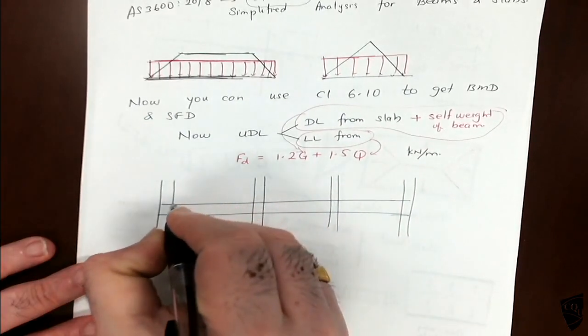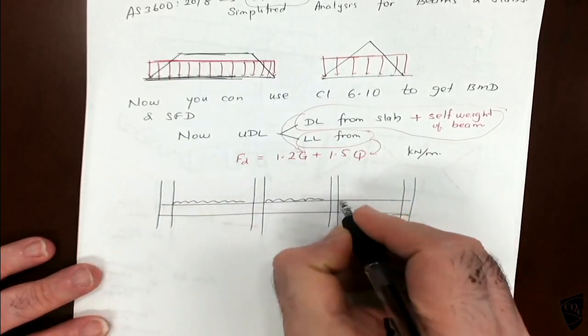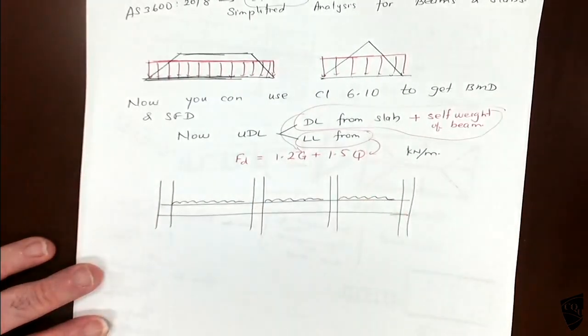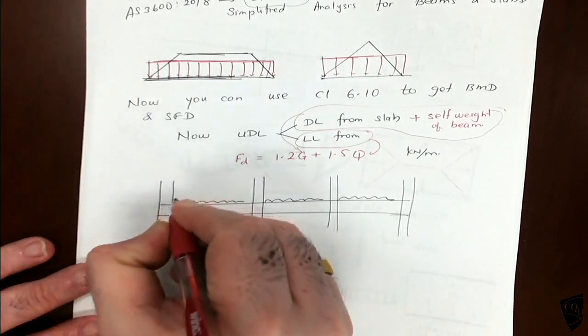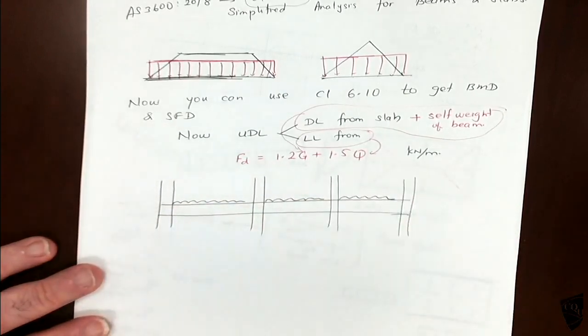For each beam, we have the uniformly distributed load. You should be able to calculate, then you should be able to draw the bending moment diagram.